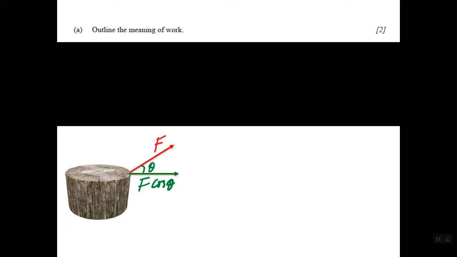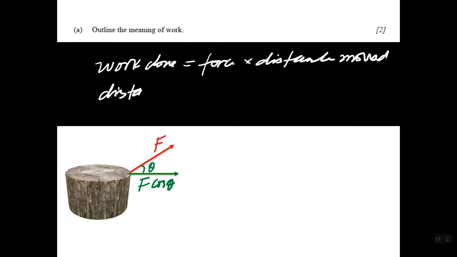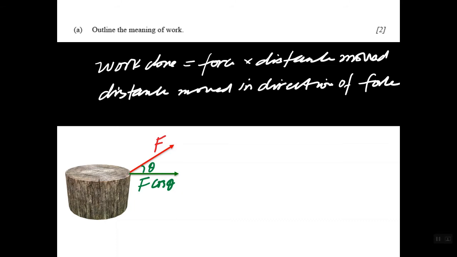A. Outline the meaning of work. So work done is force times the distance moved, and the distance moved is in the direction of the force. So let us visualize that. We have a wooden block and applied force is F, the red one. And the horizontal component is F cosine theta. So we move the block a distance of S.